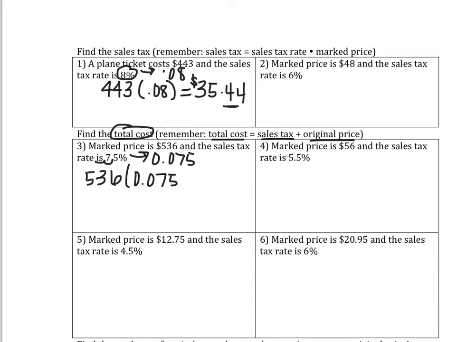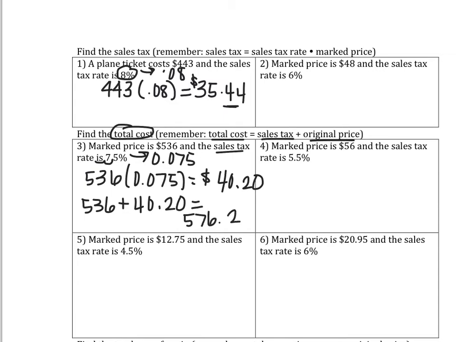So 0.075, and multiply those together. And we get $40.20. Now that is our sales tax. And now we want to find out what our total cost is. So we take our original price, we add on our sales tax, and this is going to give us our total price. So the total cost is going to be $576.20.